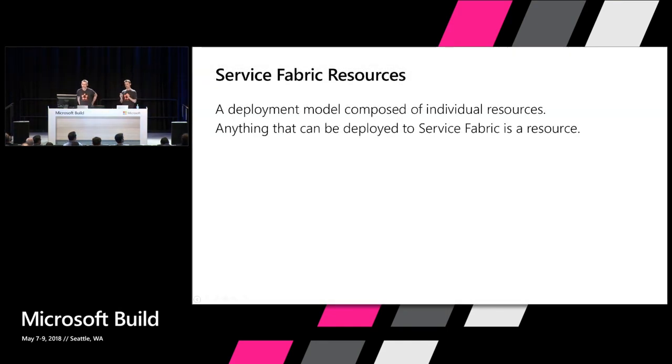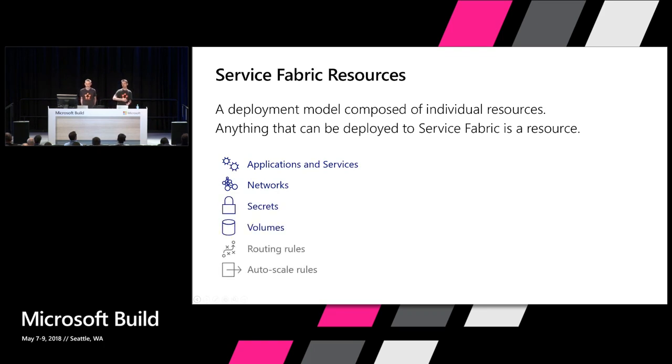This is just a way to say that anything you deploy to Service Fabric is considered a resource, and they're all individually deployable. Today, that's mainly just your applications and your services. Of course, you can still do that, but on top of that, there are additional resources you can deploy, like networks and secrets and volumes. All these things are individually deployable and shareable across applications. So you can deploy a network and then deploy multiple applications into that network. You can put up a secret and have multiple services reference that secret.